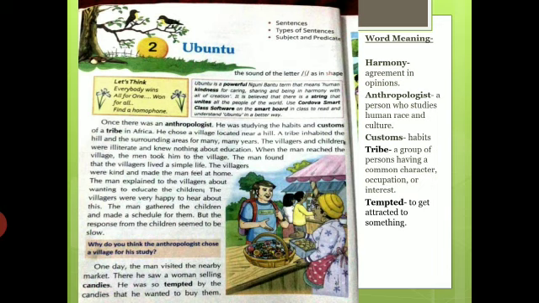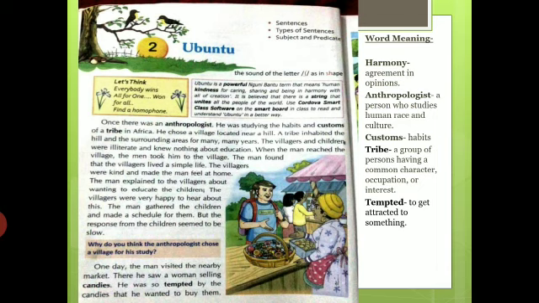The children and the people living there were illiterate, meaning uneducated. They didn't know anything about education. When the man reached the village, the men took him to the village. The man found that the villagers lived a simple life. The villagers were kind and made the man feel at home. The man explained to the villagers about wanting to educate the children. The villagers were very happy to hear about this.